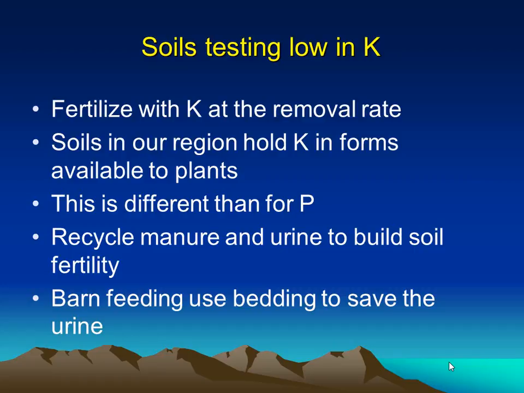So if I have a hay field, I can maximize yield, and I'm making 4 tons yield or whatever it is. If I apply at removal rate, I'll get maximum yield, but I'm not building fertility. But if I get that manure and urine back out on the land, now I can build fertility. Okay? Big important part, if you're barn feeding, you've got to have good bedding to catch the urine.